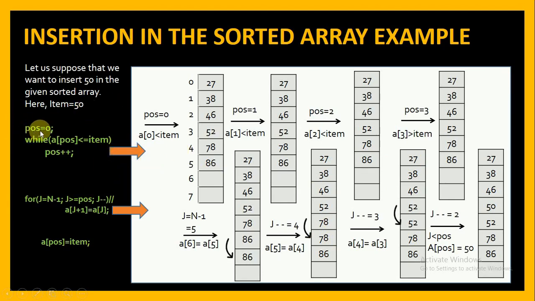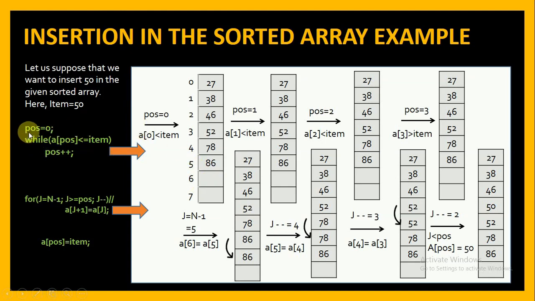Initially we are saying pos equal to 0. First we check whether our item is greater than the last element or not, but the item is 50 and the last element is 86. So 50 is not greater than 86. So it means it has to be inserted somewhere in between. Otherwise we could have simply written a[n] is equal to item. Now we have to find out the position.